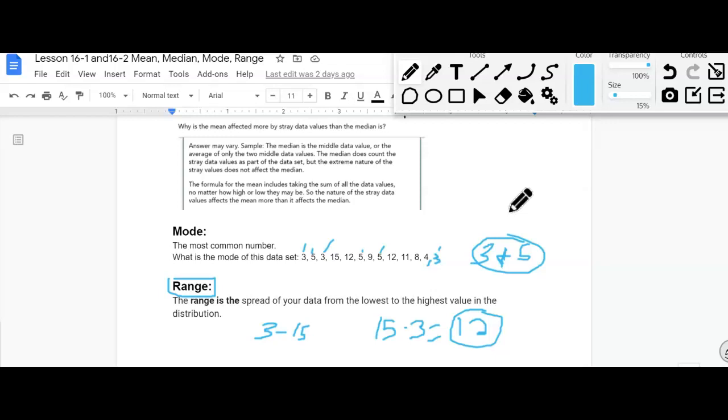That should be your lessons for mean, median, mode, and range. As always, if you have questions, make sure you're reaching out to your math teacher.